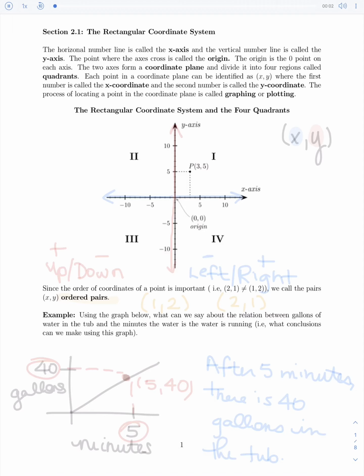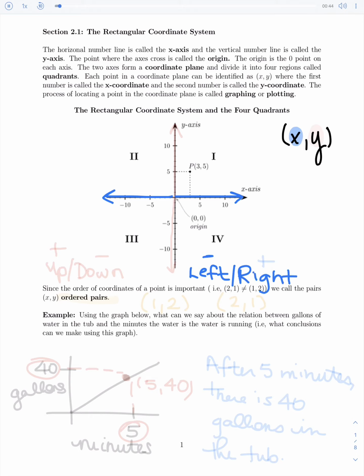In section 2.1, we'll talk about the rectangular coordinate system, which means we'll start talking about points. Points come with two parts, an X and a Y. The X always comes first on the left side, and that X value always tells us whether we're moving left or right. If it's a negative X value, we'll move to the left. If it's a positive X value, we'll move to the right. So X is determined if we're moving left or right based on if it's positive or negative.